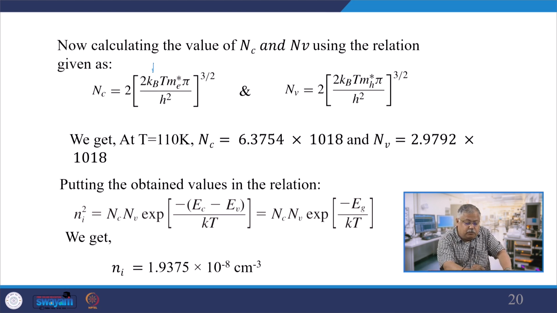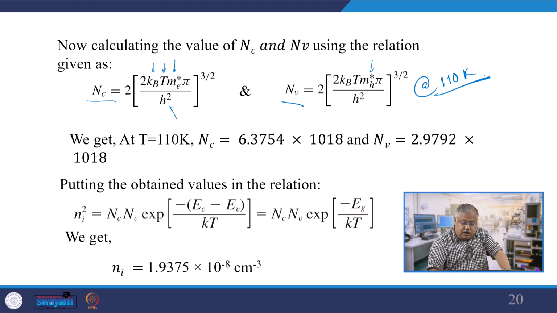NcNv depends upon the Boltzmann constant, the temperature, effective mass of electron and the Planck's constant here, right. Similarly, it depends upon the hole here and everything else remains the same. So if I plug the value of kBT, pi, and the effective masses, we can find the value of NcNv at 110 Kelvin, right.